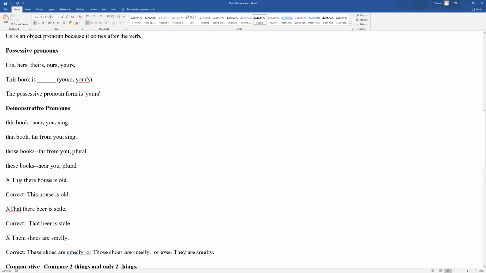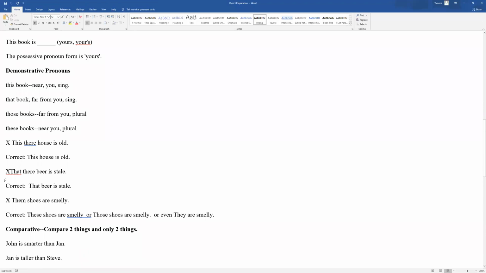So, in English, we do not say, this there house is old. The correct way of saying it is, this house is old. We don't say in English, that there beer is stale. The correct way of saying it is, that beer is stale. We do not say, them shoes are smelly. You can say, these shoes are smelly, those shoes are smelly, or even they are smelly.